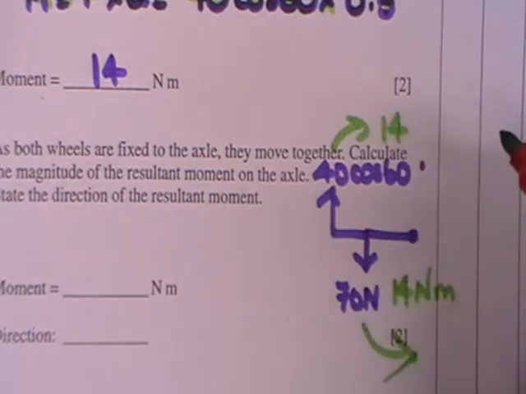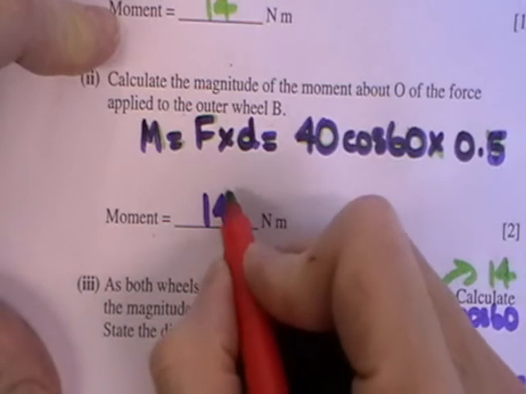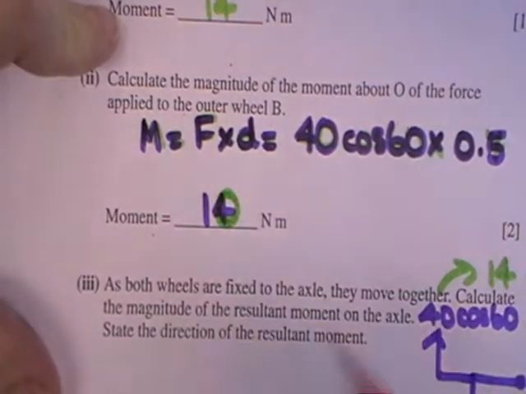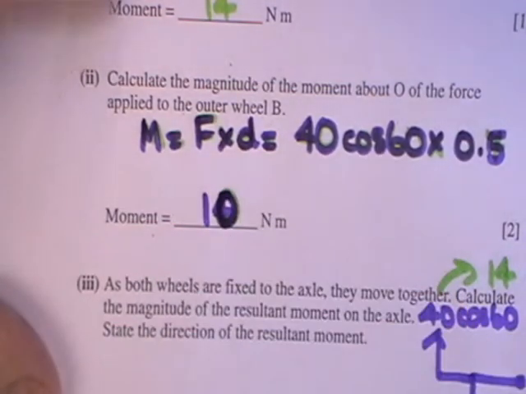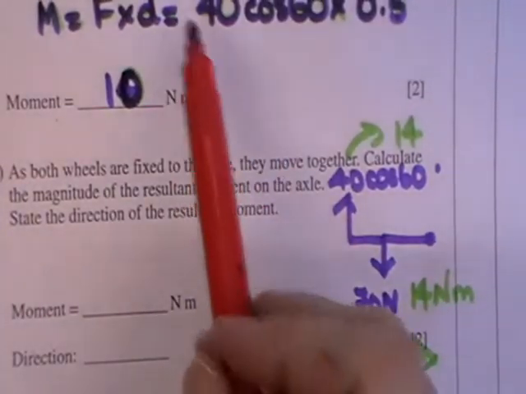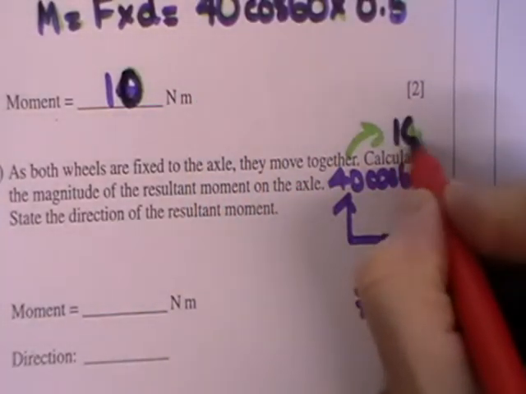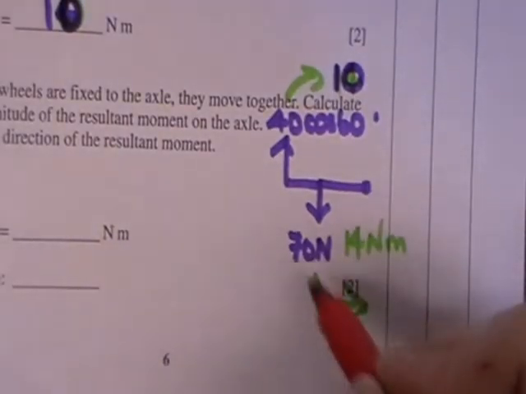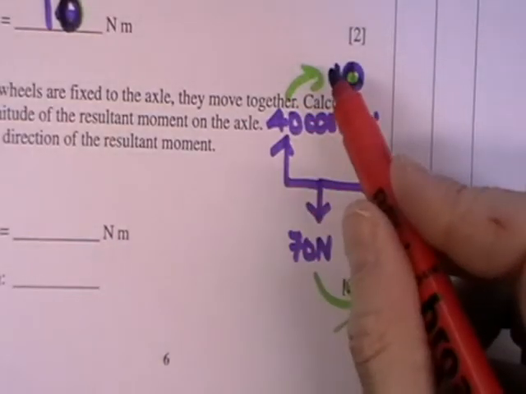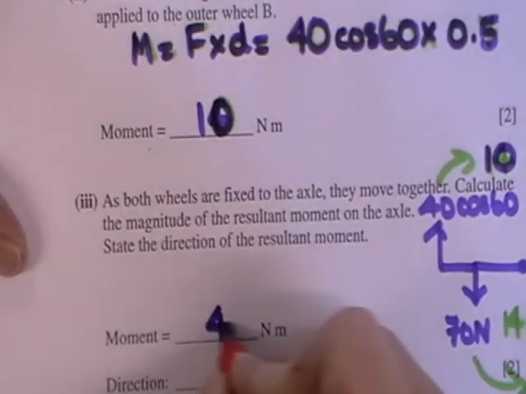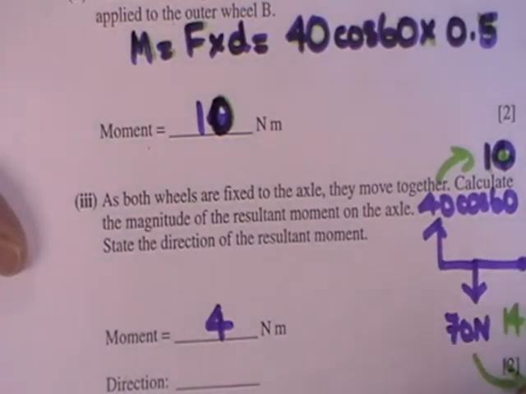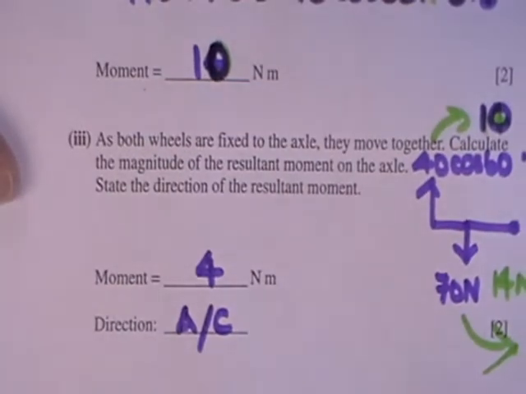I'll put that the wrong way round. In fact, I've got this answer wrong. This is actually 10, not 14. That answer's 10. So the 40 cos 60 gives us a moment of 10. And so you've got 14 this direction and 10 that direction, and therefore overall you've got an overall moment of 4. And the direction then is going to be in an anti-clockwise direction. So 4 newton metres anti-clockwise. This answer is 10.